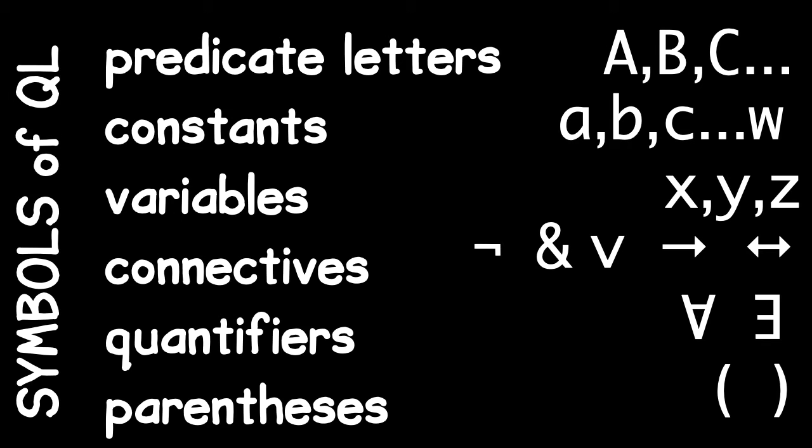In QL, we start with a defined list of symbols. We have the predicate letters, A, B, C, all of the capital letters. We have constants, little a, little b, all the way up through little w. We have variables, little x, little y, and little z. We have the sentential connectives: negation, conjunction, disjunction, conditional, biconditional. We have the quantifiers, a universal quantifier and an existential quantifier. And we have parentheses. Anything made out of these symbols is an expression of QL.